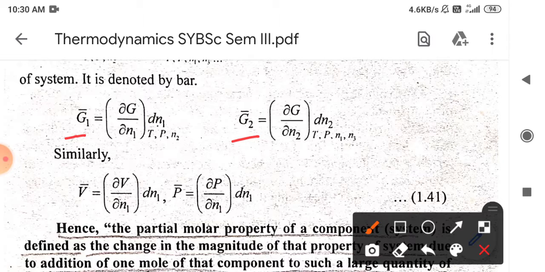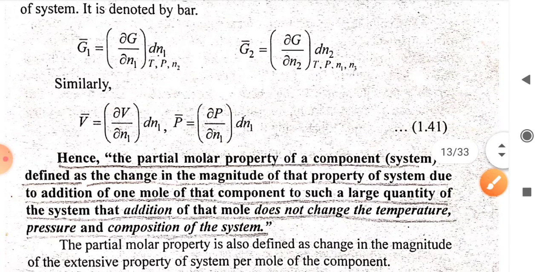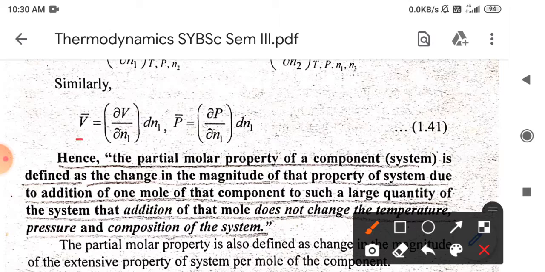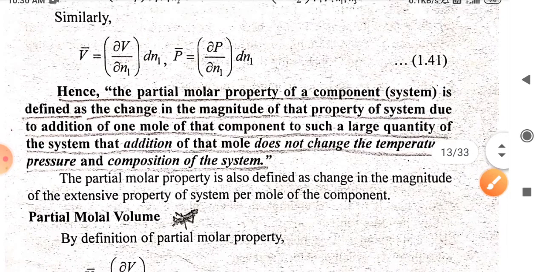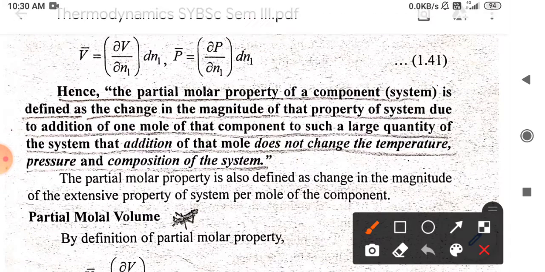So similarly we can have knowledge about partial molar volume and partial molar pressure. Okay, partial molar volume and partial molar pressure. So what is the value for this? It is simply dV upon dN1, and here dP upon dN1. So hence we can define this partial molar property of a system by using what?